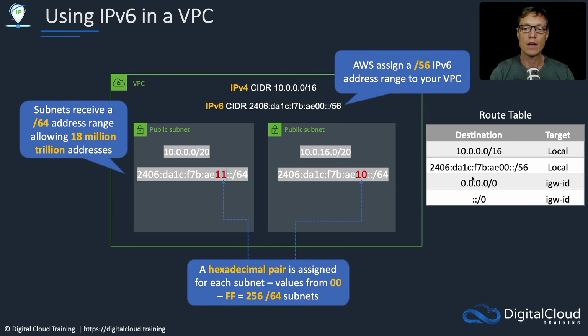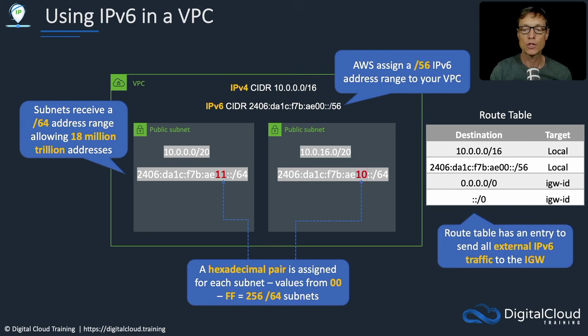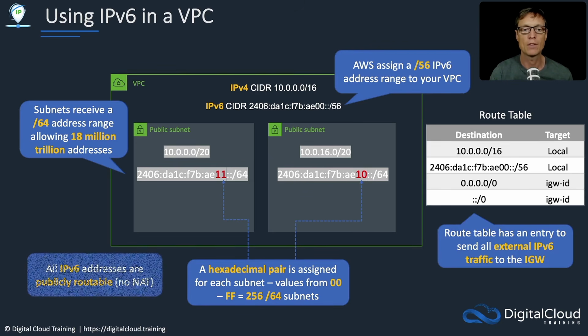So we now have a local route for the IPv6 CIDR block, and we need a route to the internet gateway for everything that's outside of that range. Just like we did for IPv4, we have the ::/0 for IPv6 pointing at the internet gateway's ID. And that means that anything that's not an IPv6 address in this range will go to the internet gateway. So we'll make sure that we have that specified in our route table when we enable IPv6.